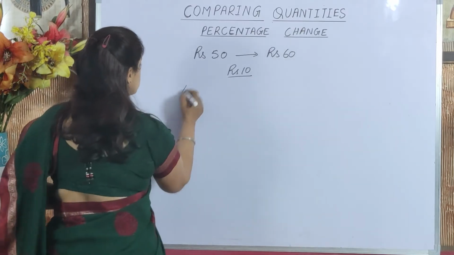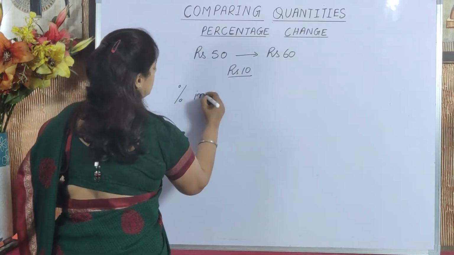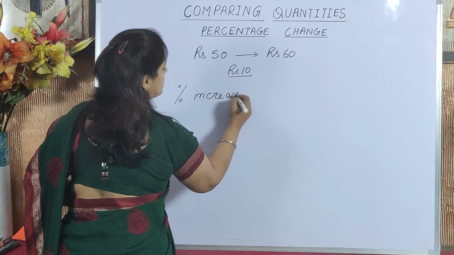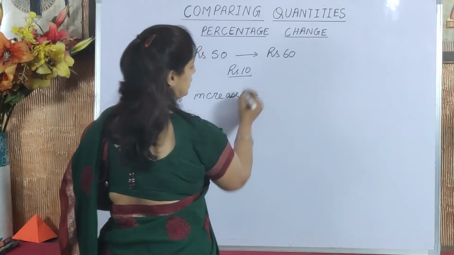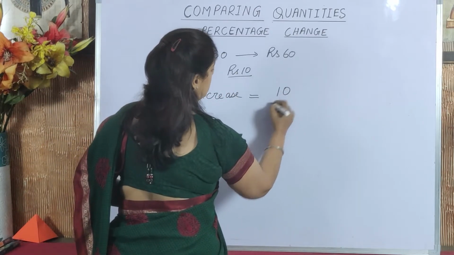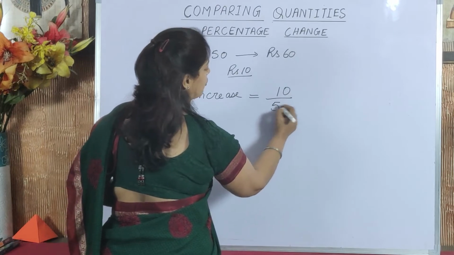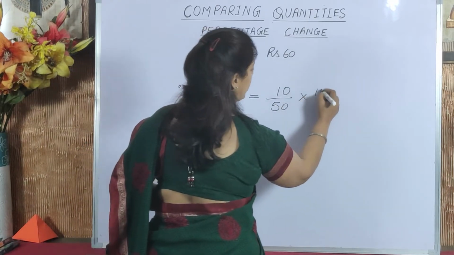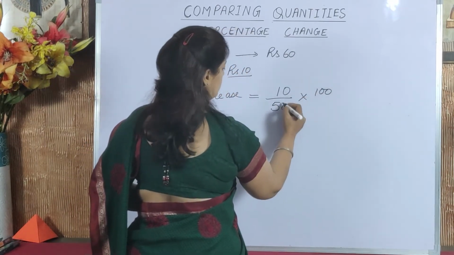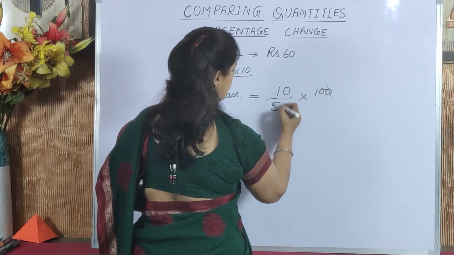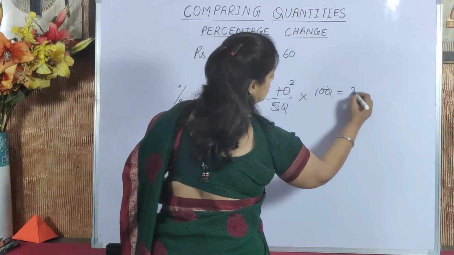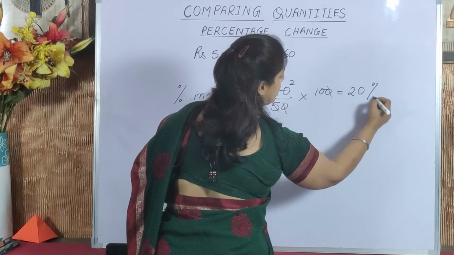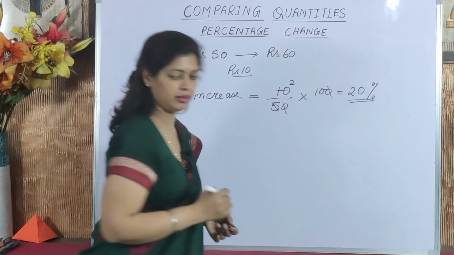And to calculate the percentage increase, you just take the change in value. In this case it is 10 upon the original value, which is 50, multiplied by 100. So 0, 0 gets cancelled, 5 goes 2 times. So we say that there is a 20% increase in the price of milk.